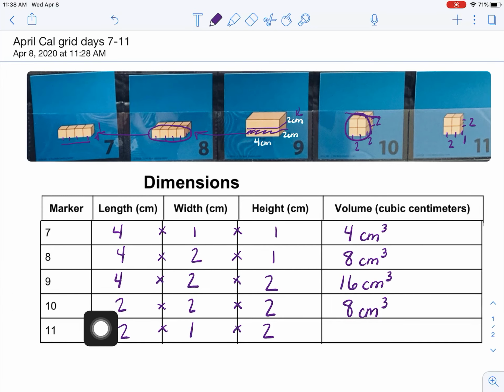Again, if I compare it to the previous day, the length stayed the same, my height stayed the same, but my width is cut in half. It went from a 2 to a 1. So let's predict what's going to happen to my volume. It is also going to get cut in half. So 8 should turn into a 4. Let's double check that that works. 2 times 1 is 2, times that 2 is going to give me 4 cubic centimeters.